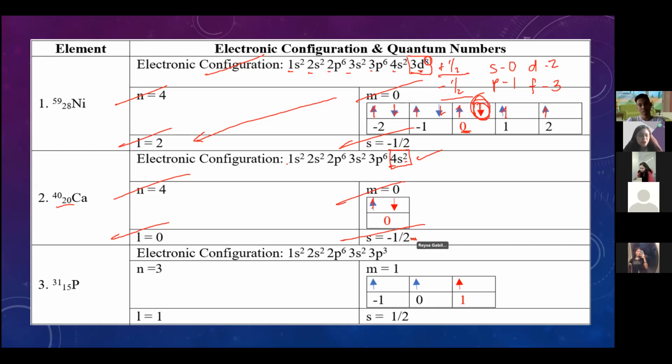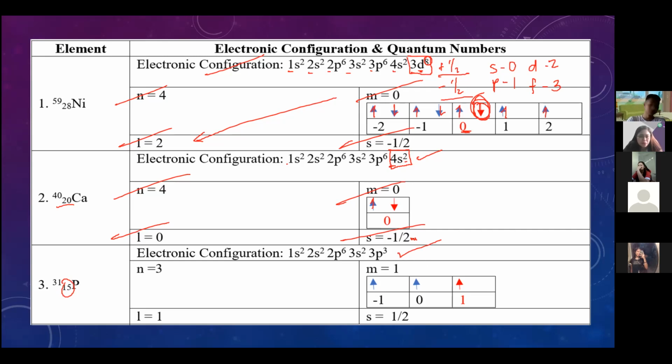Okay? For number 3, this is 31 15 phosphorus. So, syempre, we will be using the 15. So, we have 1s2, 2s2, 2p6. That's 10 already. Plus 2. And then, 3 na lang ang kulang. So, 3p3 ang last. So, yes, this one is also correct.